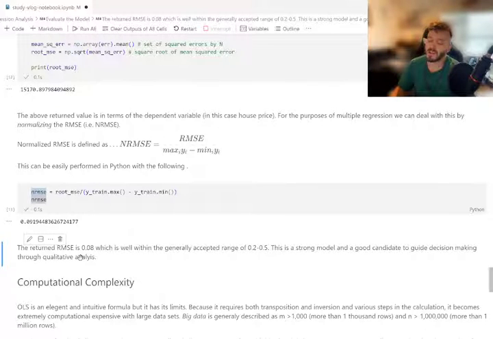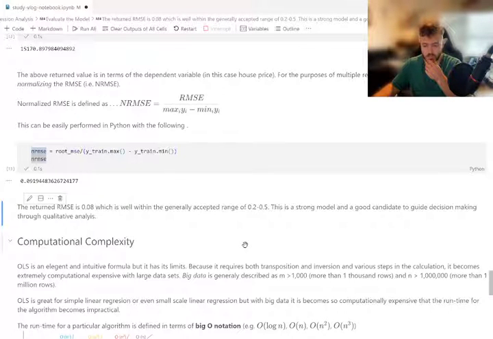I'm going to go back and look at that. That's interesting that it actually gave me a different result despite setting a seed. But nonetheless, generally you want things in a range of like 0.2 to 0.5, and this is well below that. So this is indicative that it's a pretty strong model, and we can qualitatively analyze it and make some good decisions based off of what we find in this model.